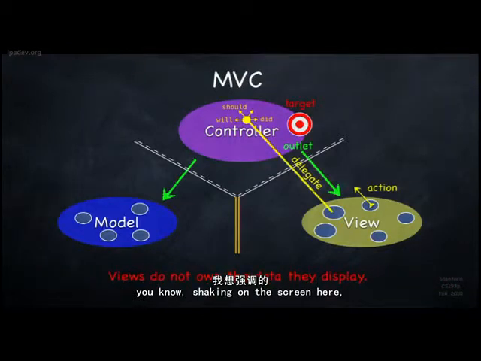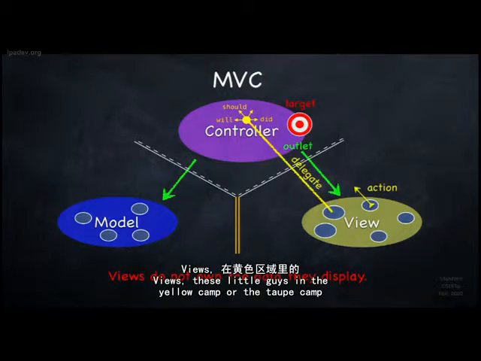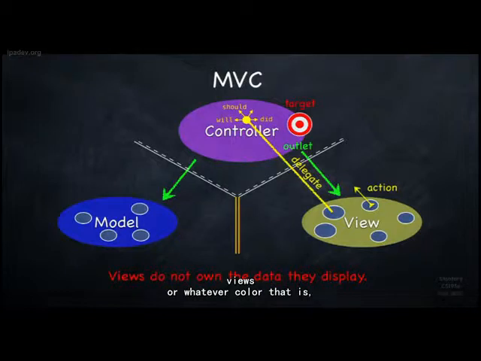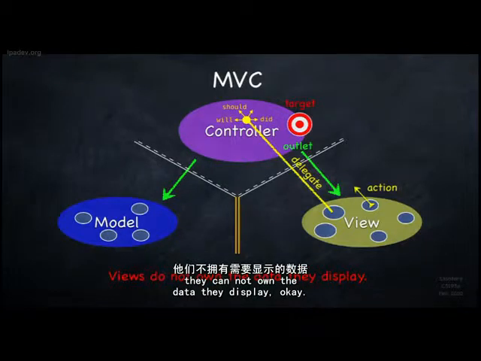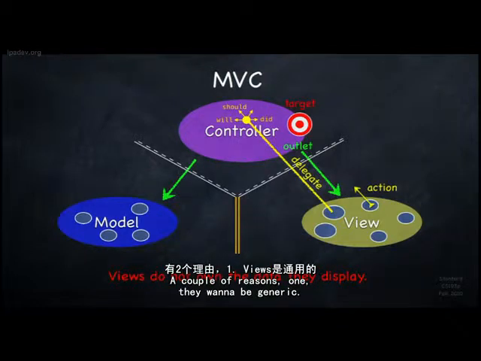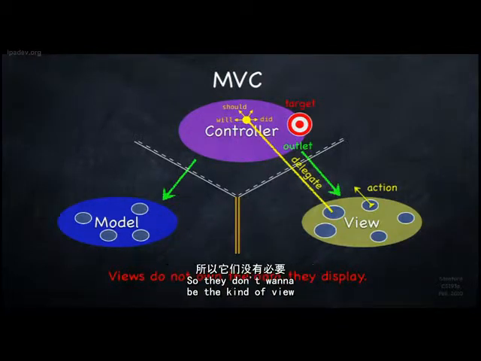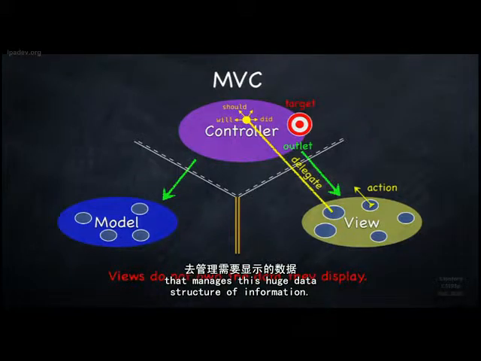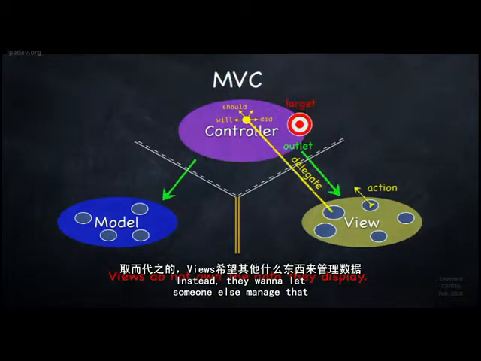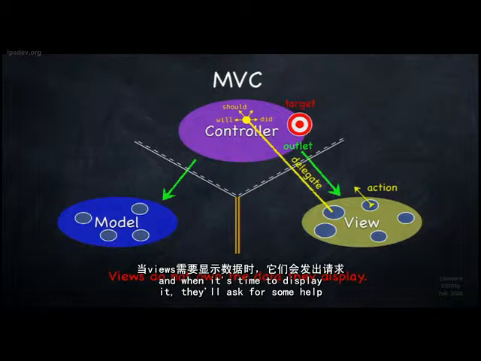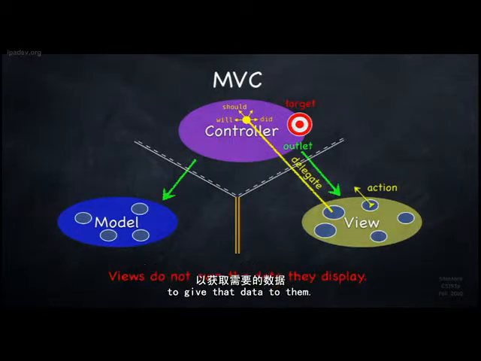Another thing, you see I'm flashing and shaking on the screen here. This is a very important point to remember. Okay, views, these little guys in the yellow camp or the taupe camp or whatever color that is, they cannot own the data they display. Okay, why is that? A couple of reasons. One, they want to be generic. So they don't want to be the kind of view that manages this huge data structure of information. Instead, they want to let someone else manage that, and when it's time to display it, they'll ask for some help to give that data to them.